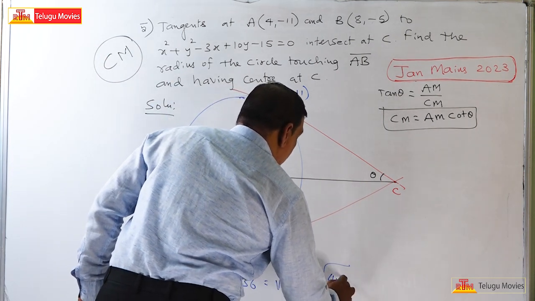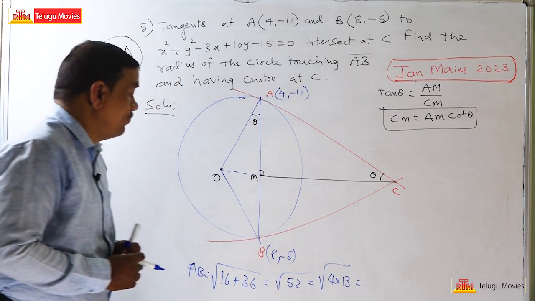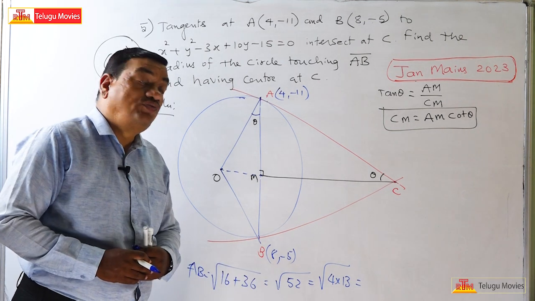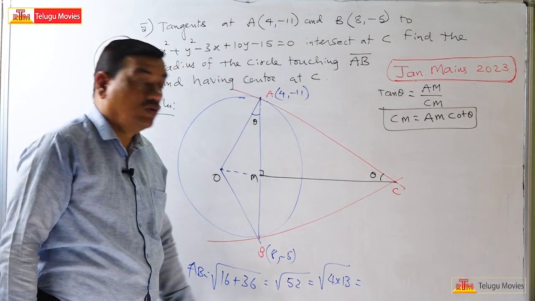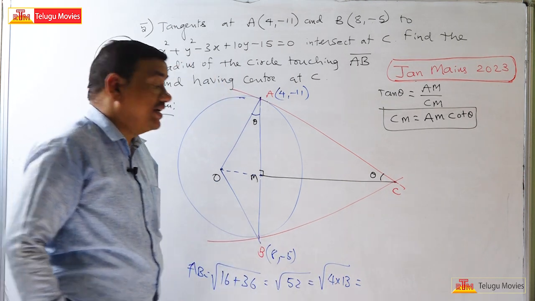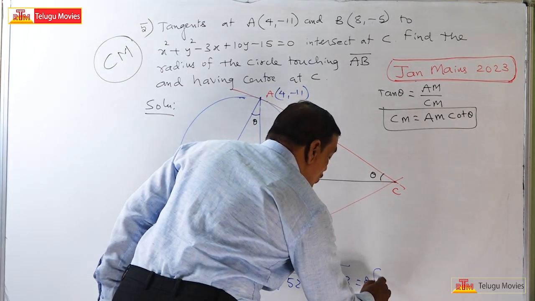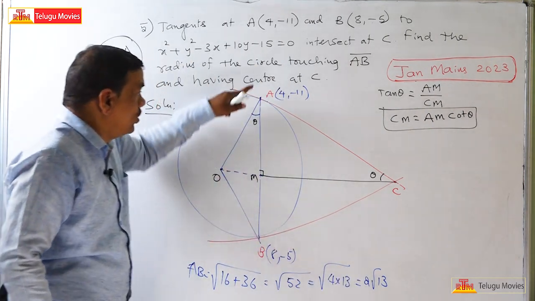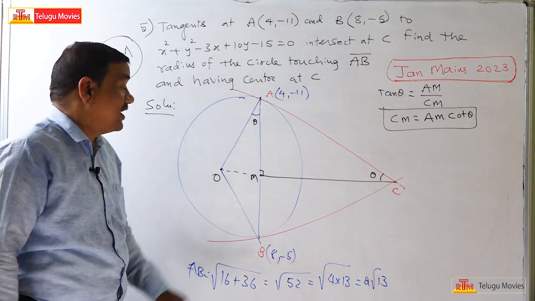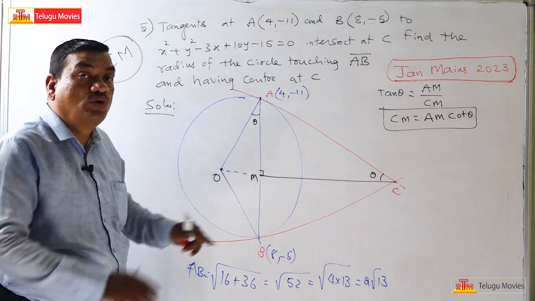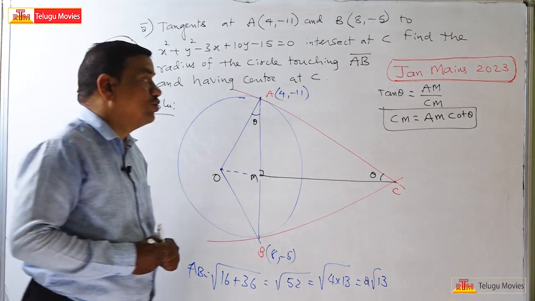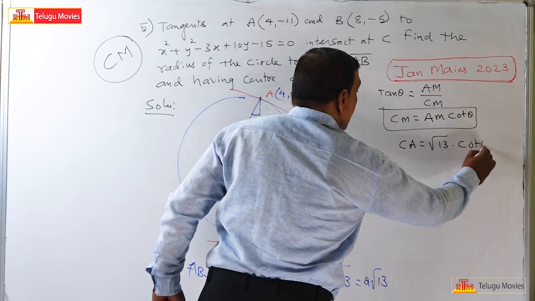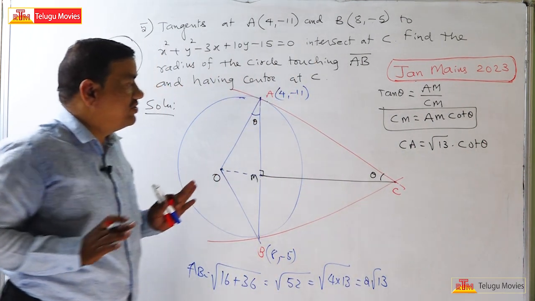52 means what? 4 into 13. So 16 plus 36 is 52. Root 52 means how much? Root of 4 into root 13 means 2 root 13. Therefore, total AB is equal to 2 root 13. Therefore, AM is equal to 1 half of 2 root 13, that is root 13. Therefore, AM is equal to root 13 into cot theta. AM value is also over.